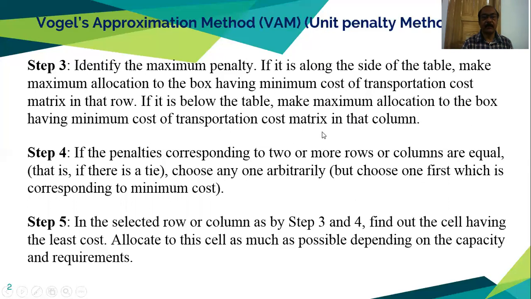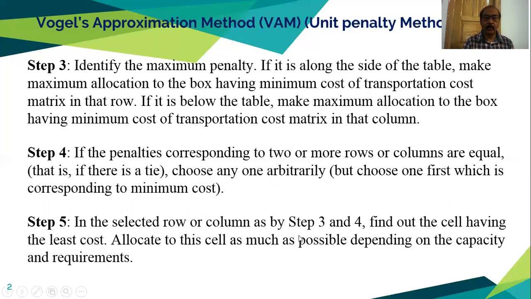Now, sometimes there may be a tie, that means more than one maximum penalty is the same. At that time we can choose any one arbitrarily, but my choice is to consider the one which gives the least cost. Among the tied maximum penalties, the one which gives us the least cost, start with that.